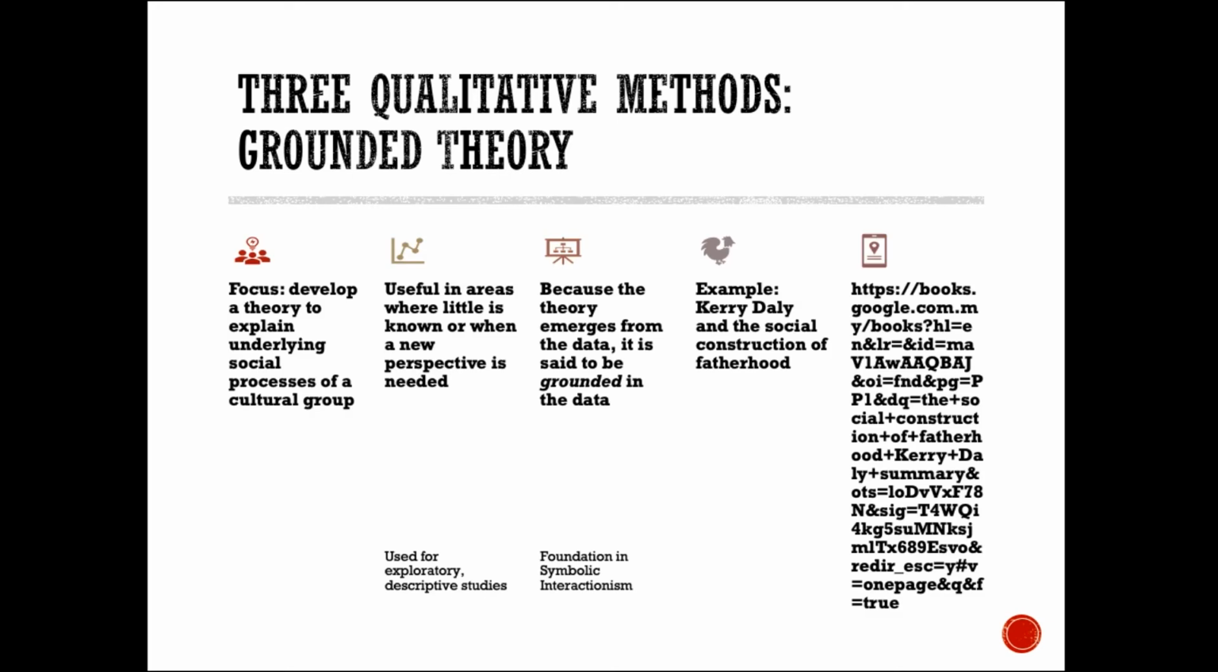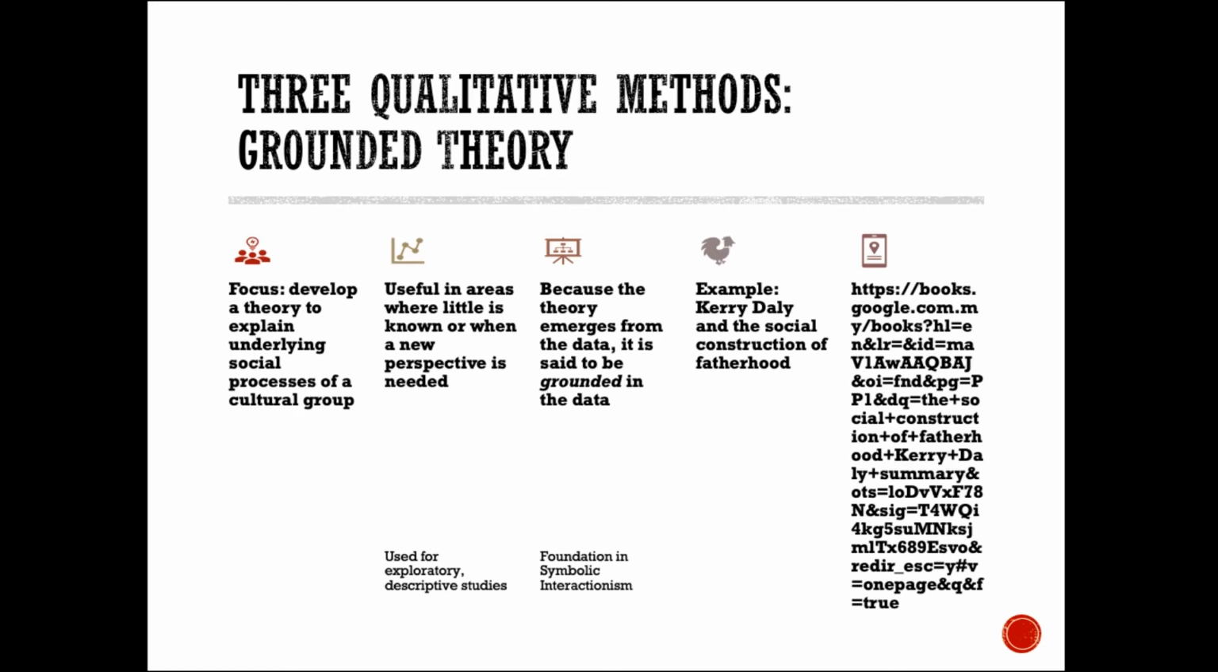And the second one is grounded theory. The focus is, as I said here, to develop theory to explain the underlying social process of a cultural group. It's also about cultural groups, but it's not only about studying the culture, but developing theory to explain that culture. So it is very useful in areas where little is known or when a new perspective is needed. It is used mainly for exploratory and descriptive studies.